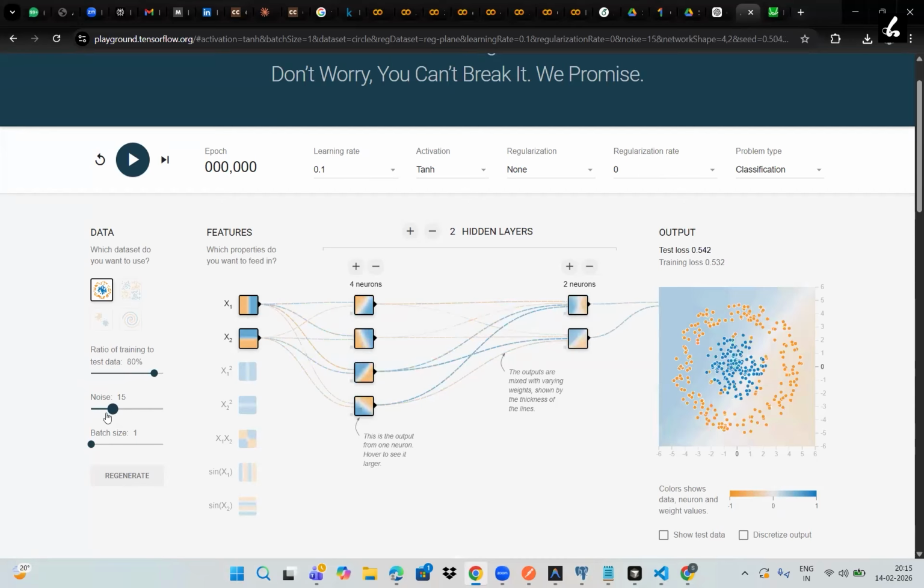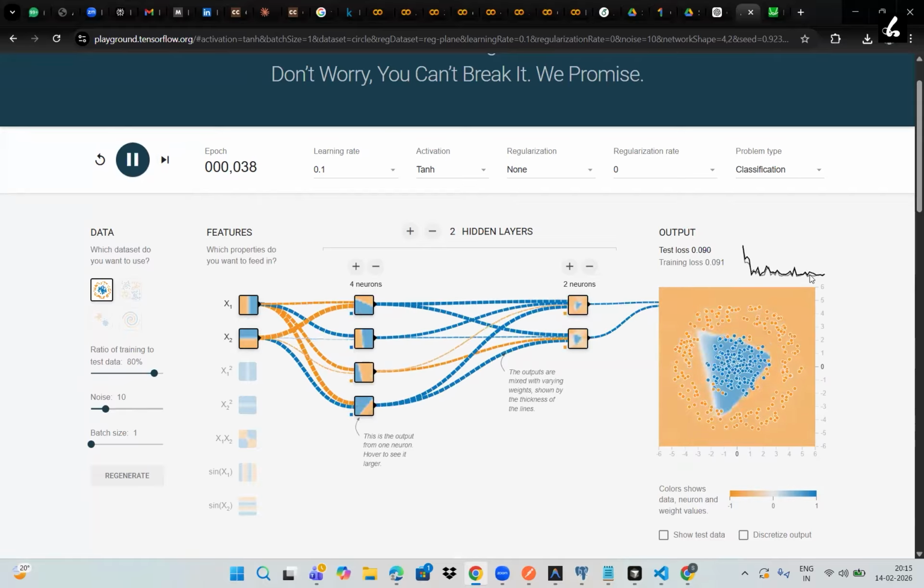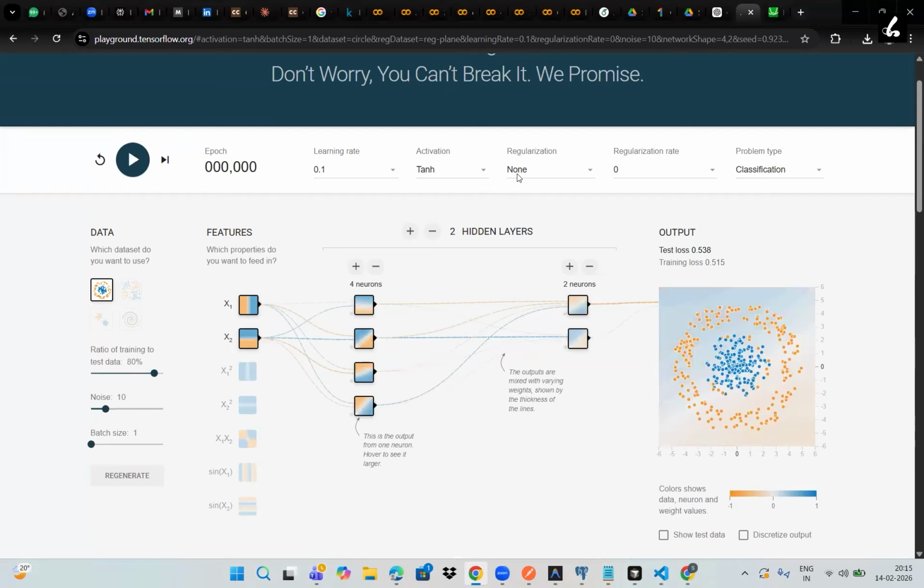Okay, I will reduce the noise to 10, and now let's see how it is performing. See, again, it is very, very fast. So what should we do ideally now? Just tell me, I'll do whatever you say.